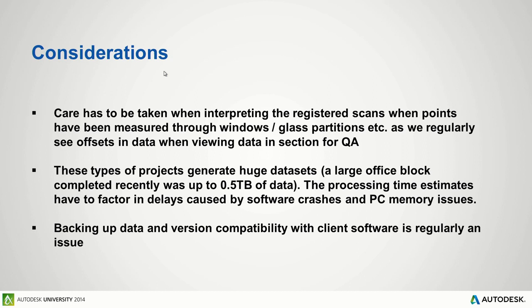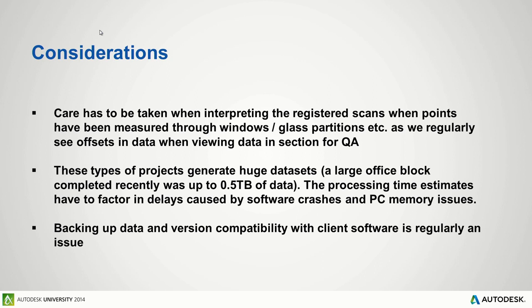Another major issue, which is general with scanning, is that there were huge data sets. One office block project that they did had 0.5 terabyte of data. So that's an awful amount of data that you need to manage, and you can see what they're saying there. They had software crashes, PC memory issues. So when you're managing point clouds and point cloud software, you have to make sure that you have the capabilities in terms of the machines you're using. And they had some issues with version compatibilities between Revit, etc., which was always an issue, and is probably a very common issue anyway.